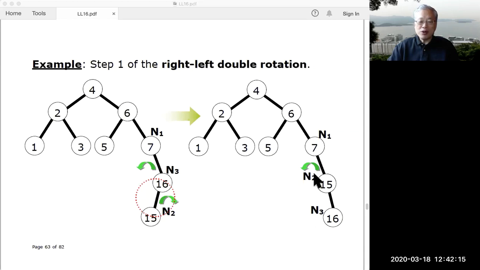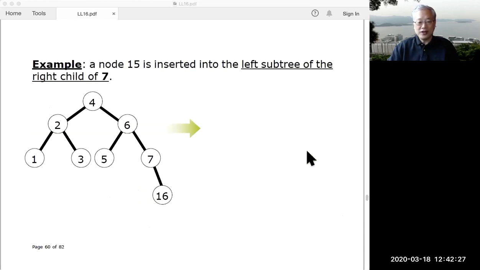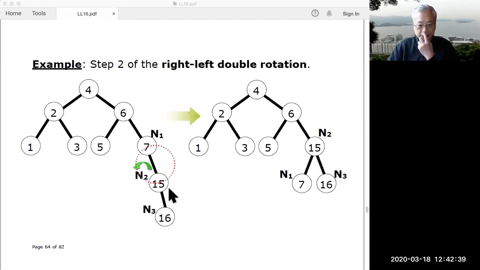Now here I mark N1, N2, N3 so that you can check the previous page. If you have time and want to check, this is N1, this is N2, this is N3. So first, right rotation. And then left rotation. After the left rotation, you see, I got 15 here, 7 here, and then 16 here. That is what I call double rotation, a right and left double rotation.